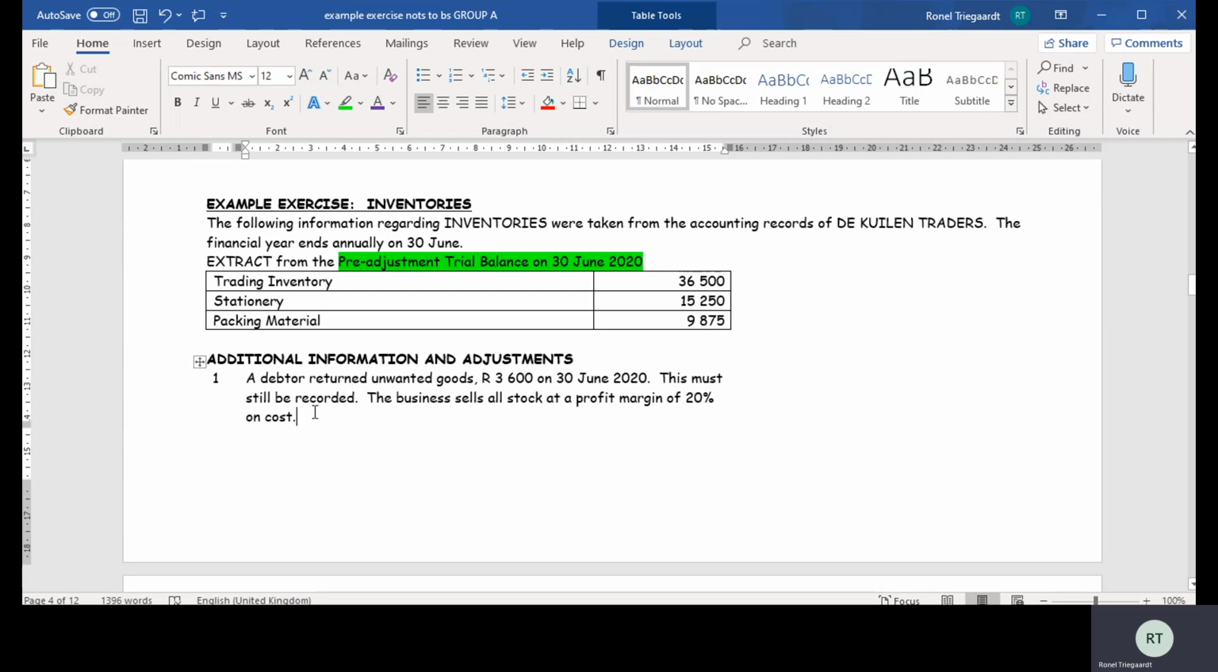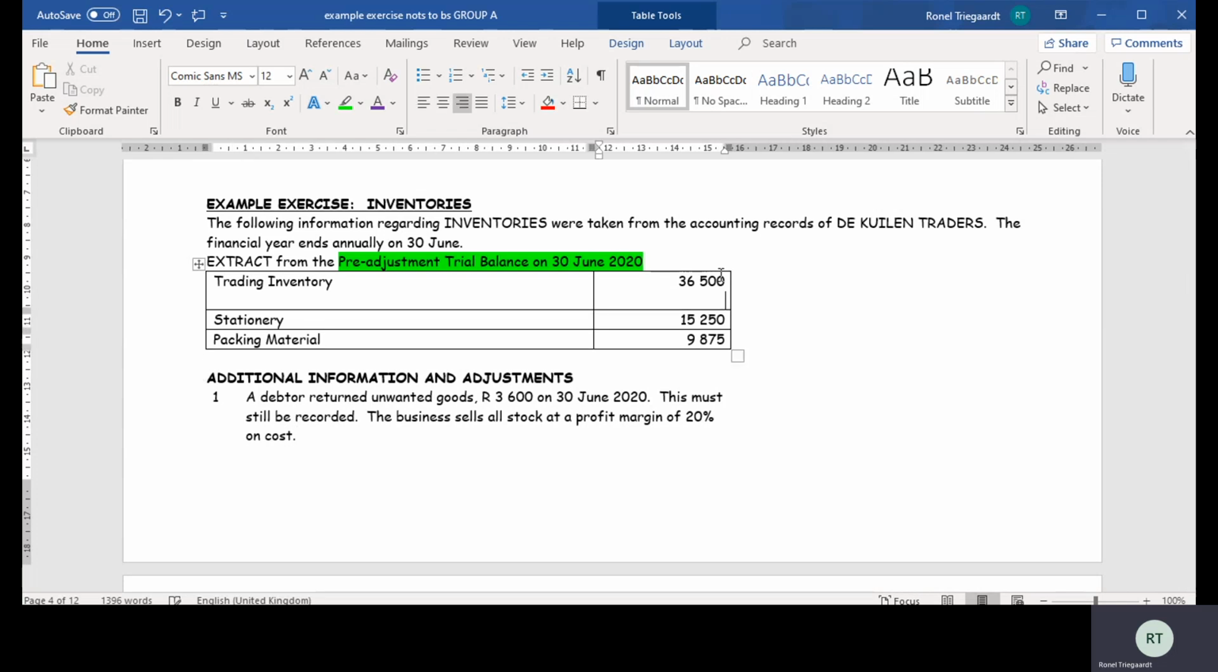The business sells all stock at a profit margin of 20% on cost. So he's bringing back goods, so we know that we're going to add to the trading inventory. Are you fine? What are we going to add? The cost price, because the goods that are returned, I'm going to write in red, will be put back on the shelf. You know that, isn't that true?